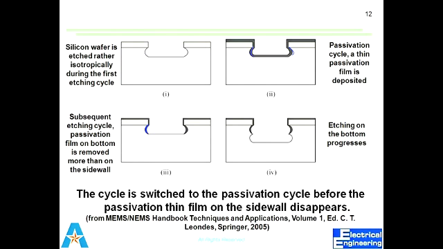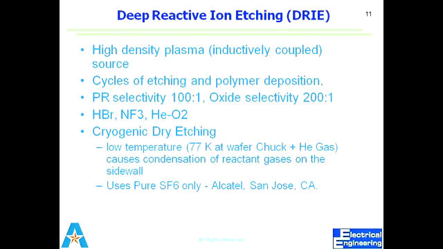Again, you do the passivation layer and remove it from the bottom. So meanwhile it etches from the bottom, and meanwhile the sidewall passivation layer also goes away. So before that sidewall film goes away, you need to switch to the passivation layer cycle again. So this is what we are discussing here: cycles of etching and polymer deposition are used for deep reactive ion etching.